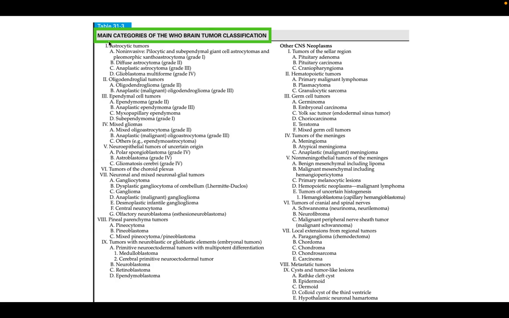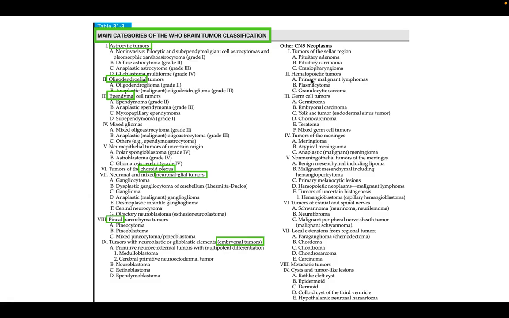So first, you have there the astrocytic tumors, oligodendroglial tumors, ependymal tumors. You have the mixed gliomas, tumors of the choroid plexus, which of course produces the majority of the CSF. Then we have neuronal glial tumors, and down the line, the pineal gland tumors and the tumors of the embryonal origin. This is where you see the medulloblastomas, the PNET.